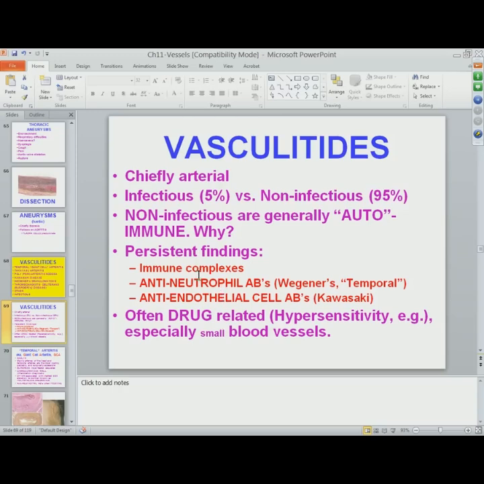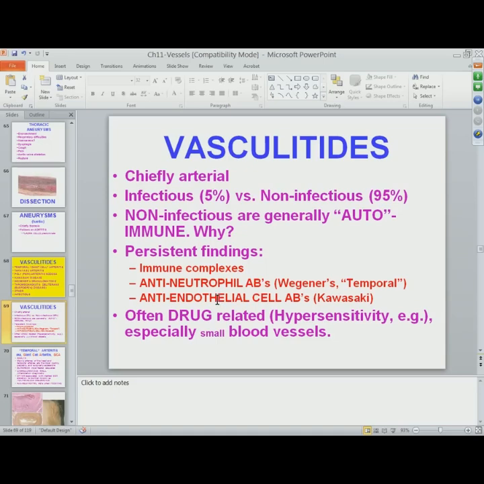For example, in a lot of the vasculitides in general, you'll find the things that you usually find with autoimmune diseases, like immune complexes accumulating, or antibodies directed against the patient's own neutrophils. Okay, the ANCA antibody. That's seen with Wegener's as well as temporal arteritis, often. Anti-endothelial cell antibodies in Kawasaki disease. Well, that would pretty much explain why the artery is inflamed. The patient's making antibodies against their own endothelial cells.